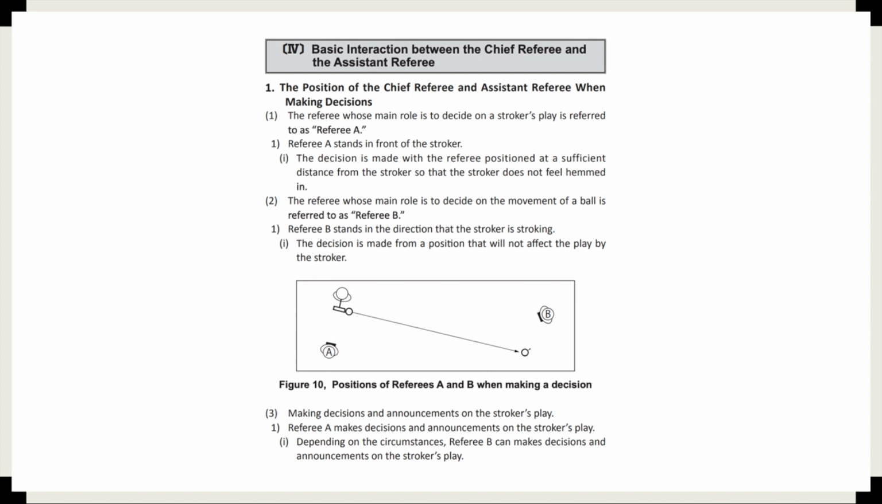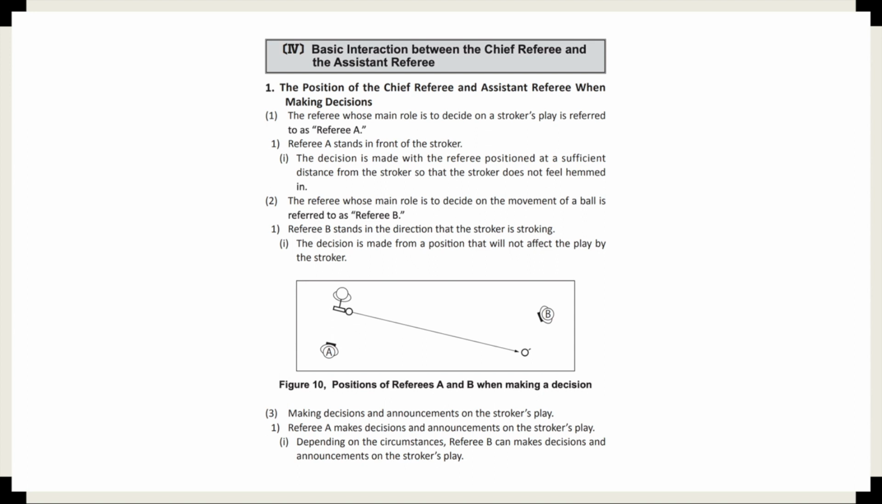The decision is made with the referee positioned at a sufficient distance from the stroker so the stroker does not feel hemmed in. That's really important. We don't want to be standing too close to the stroker so that they feel boxed in, is another word that's commonly used. Now there's no distance recommended here, but various Japanese video guides recommend 2 meters minimum from the stroker.